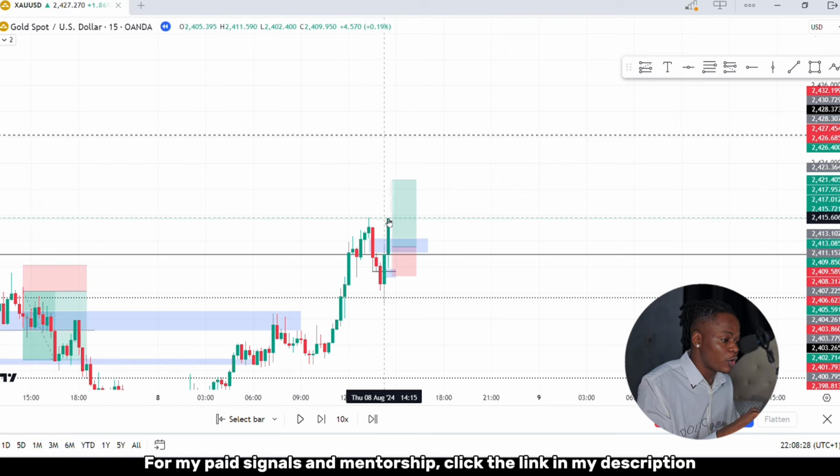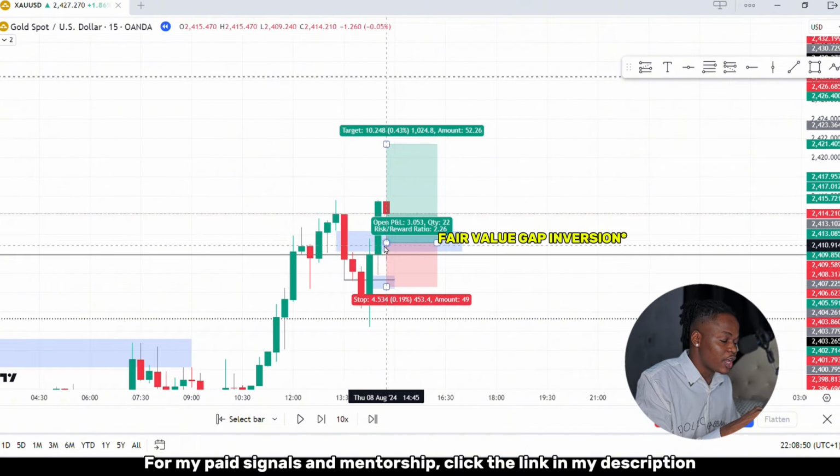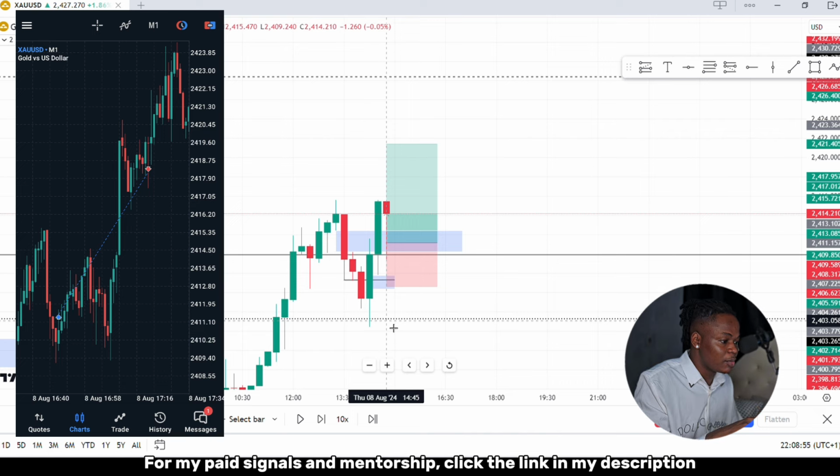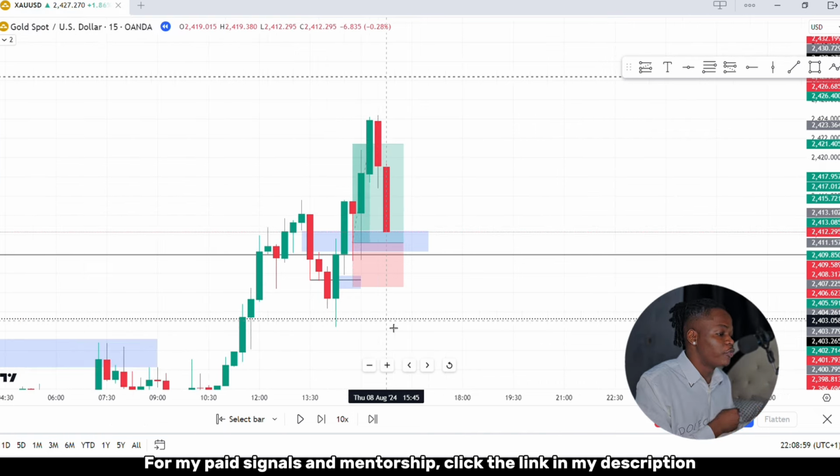Now, what are we looking for? We're looking for a retest into this breakout block. Immediately price gave us a retest into this fair value gap inversion right here. We entered for a buy, and I gave the signal, and what happened afterwards was price started pushing to the upside, and that was how we were able to make profits that day.